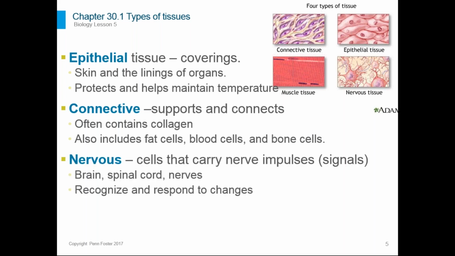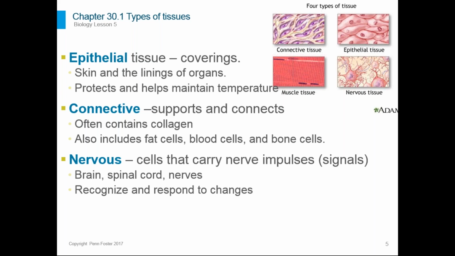Then we have nervous tissue. This is cells that carry nerve signals, and nerve signals are called impulses. These tissues make up the brain and the spinal cord and the nerves, and their job is to recognize and respond to changes in the environment or changes within the body.